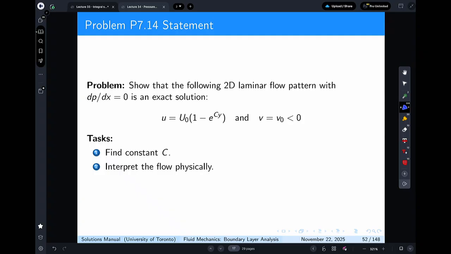Show that the following 2D laminar flow pattern with dP/dx equal to 0 is an exact solution for this. So u is given as u equals u naught times (1 minus e to the cy), and v equals v naught, which is less than 0. Find the constant c and interpret the flow physically.